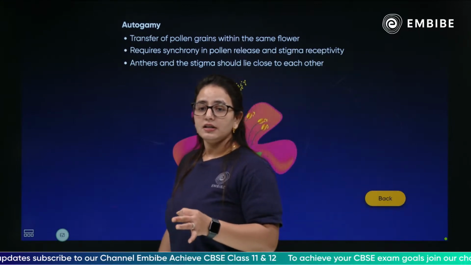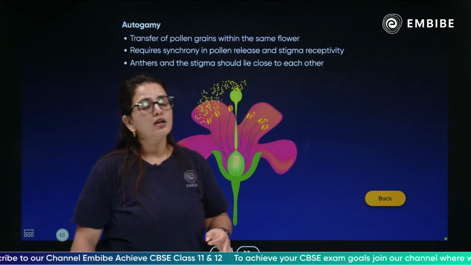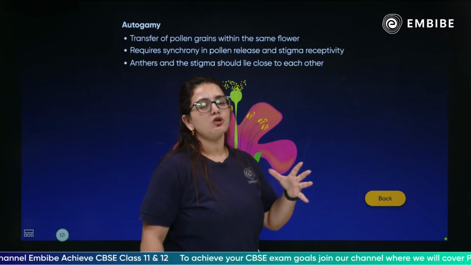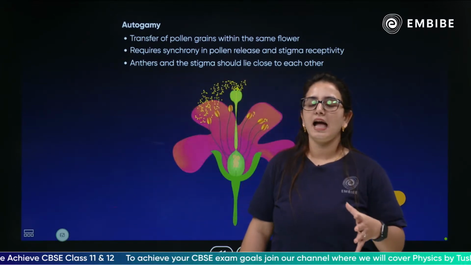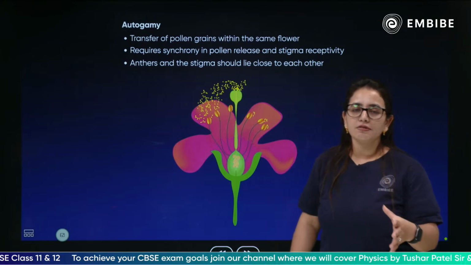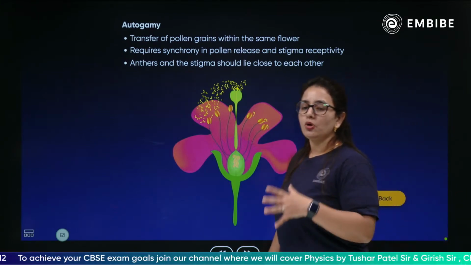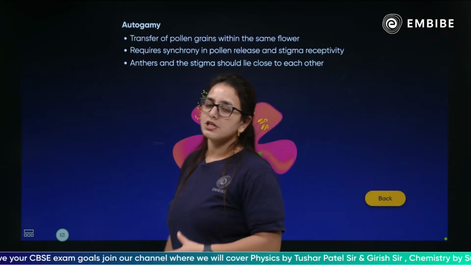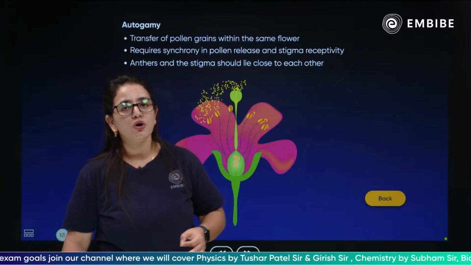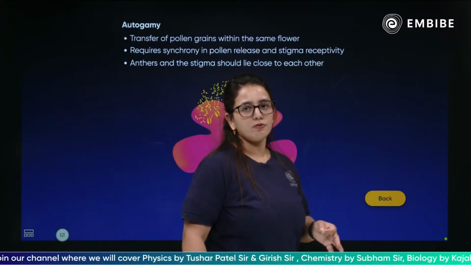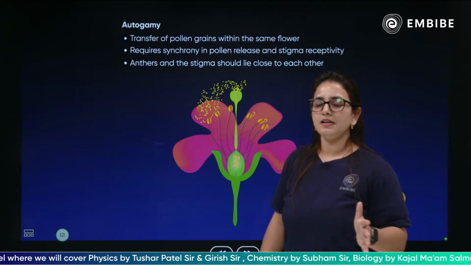And children, the stigma and anther should be close enough to each other so that they can come in contact with each other, so that the pollen grain can come in contact with the stigma. This is what you call autogamy. Yes, is it clear what autogamy is? One by one we'll discuss everything.